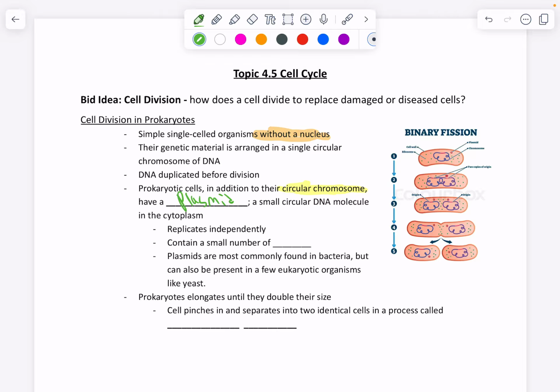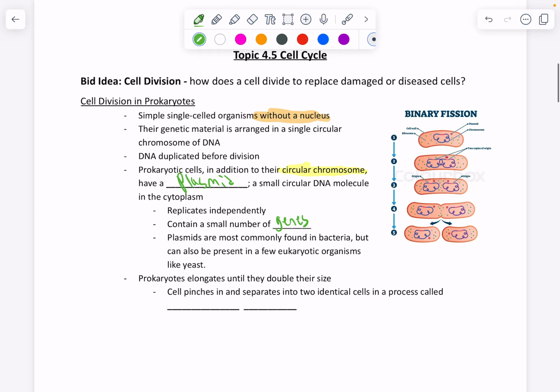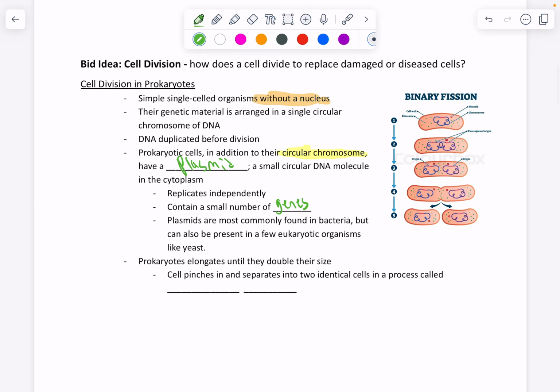And the plasmid contains a small number of genes. This will also be talked about in Unit 6. These genes can help prokaryotes fight off antibiotics, like antibiotic resistance genes. So they help fight off other bacteria. And so plasmids are most commonly found in bacteria, but can also be present in a few eukaryotic organisms like yeast.